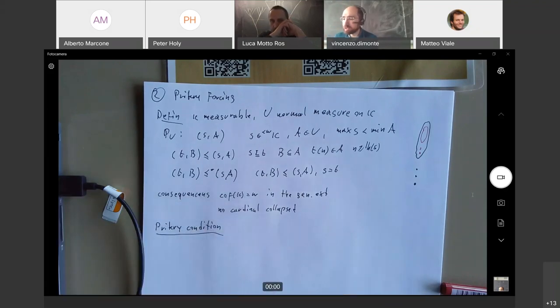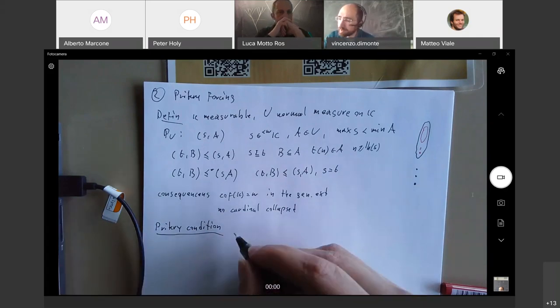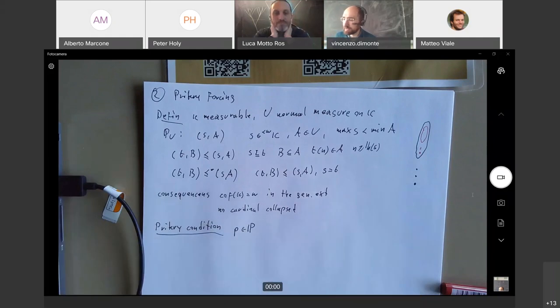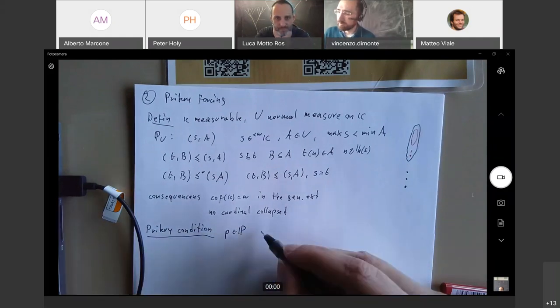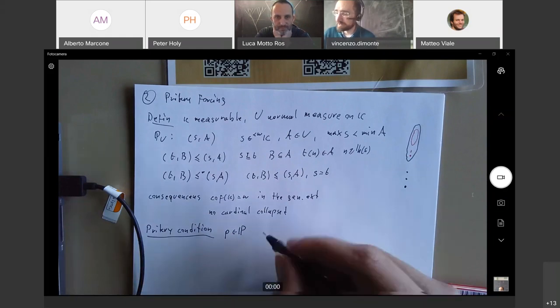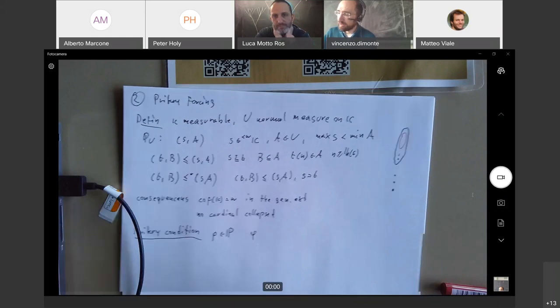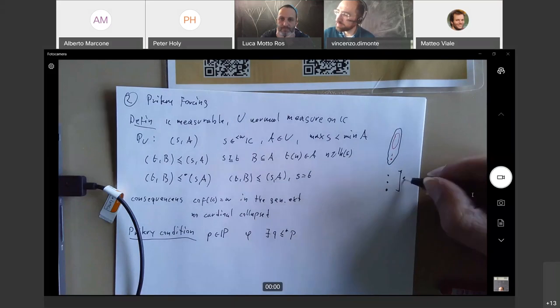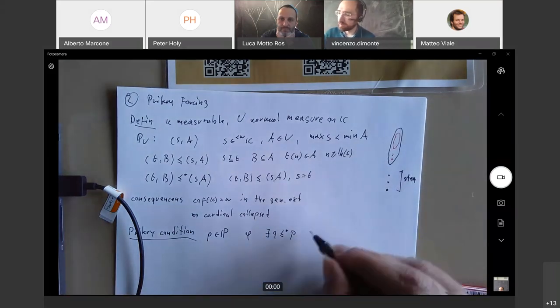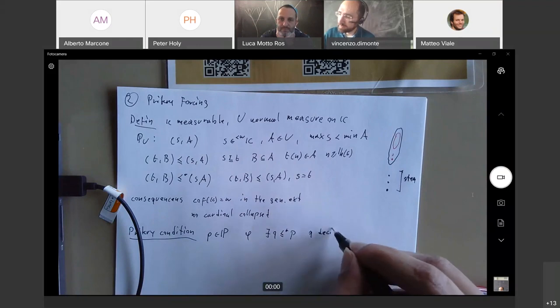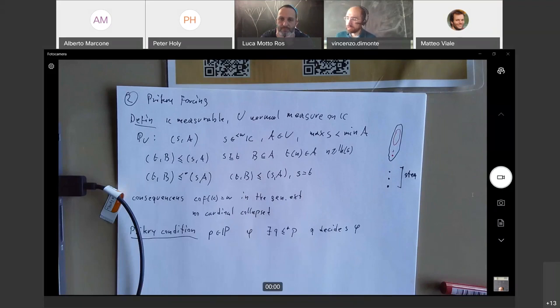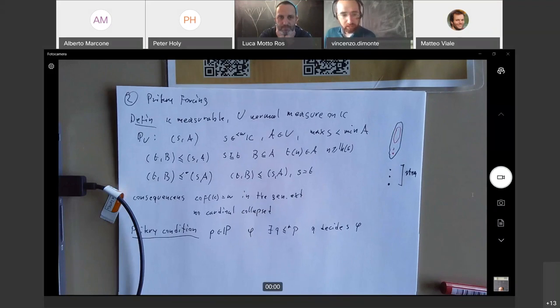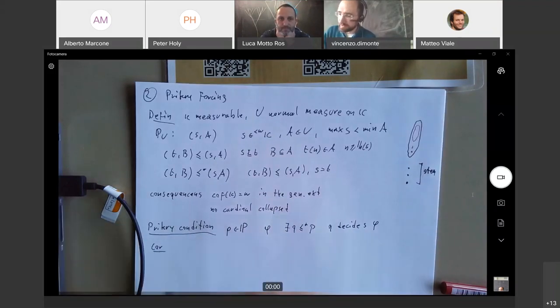So the Prikry condition says that if you have an element p of the forcing and a statement phi, then there exists a q, obtained just by restricting the measure one set, so this is called the stem. Without extending the stem, q can decide phi. So either q forces phi or forces not phi. And the corollary of this is that no cardinals are collapsed.